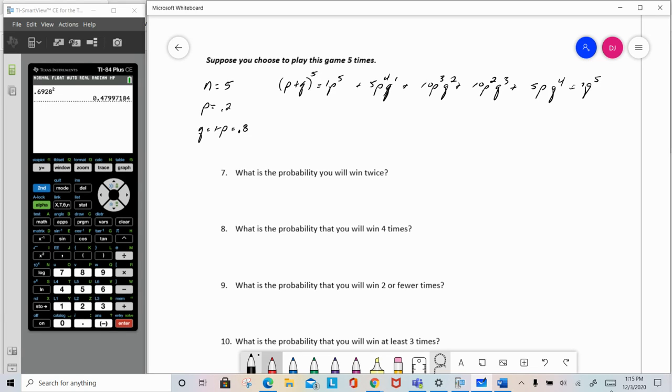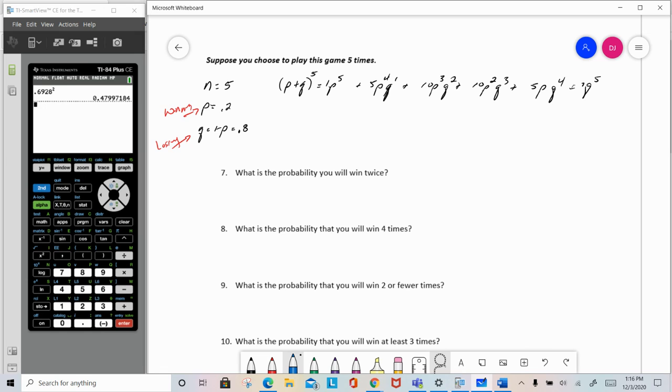Now, if you recall here, P is the probability of winning, and Q is the probability of losing. Notice that there's only one way to win 5 times. There are 5 ways to win 4 times. There are 10 ways to win 3 times. There are 10 ways to win 2 times. 5 ways to win once. There's only one way to win 5 times.